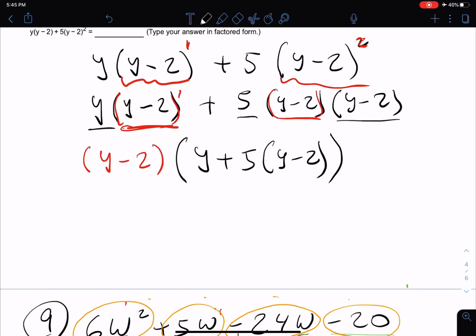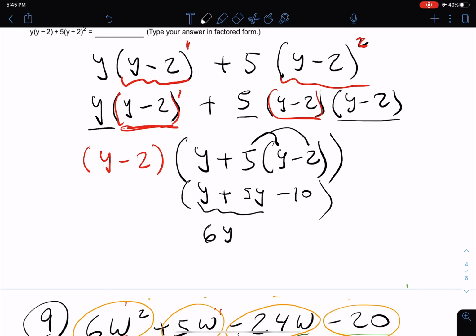Well, I have to simplify, and I do see some simplification here. How about distributing 5 times y, 5y, and 5 times a negative 2 is negative 10, and these guys are like terms. I still have my parentheses. y plus 5y is 6y minus 10. Oh boy, this is going to be the problem that does not quit. We still have this guy out here.